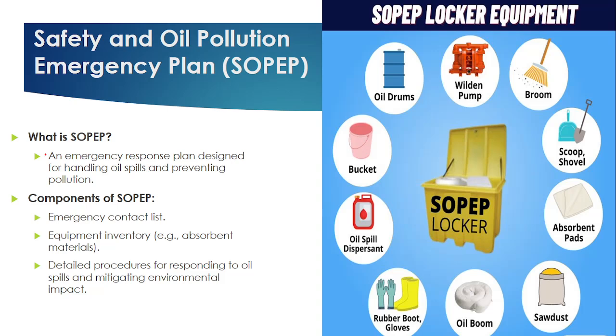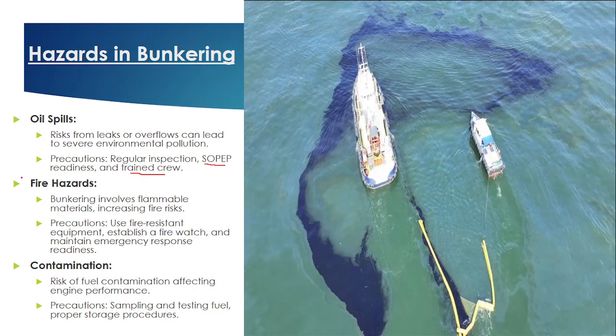Now SOPEP, as I told you, is an emergency plan which is activated in case of oil pollution. The components are basically these, as you can see. Apart from that, it also consists of an emergency contact list, an equipment inventory showing how much oil spill equipment is provided, and the procedure we need to follow in case of oil pollution in order to mitigate the environmental impact. So now we know what action to take if we have an oil spill.